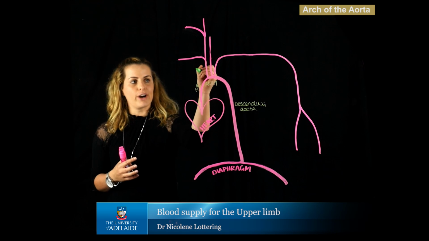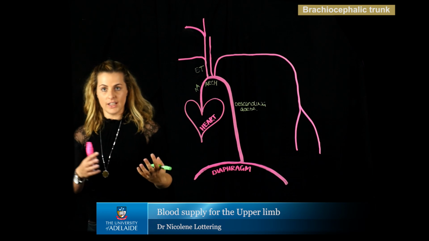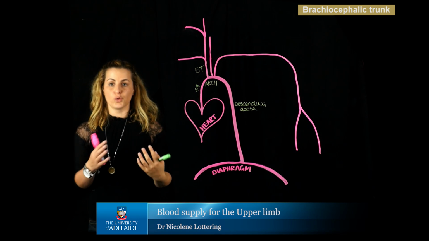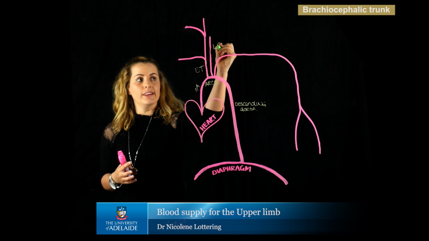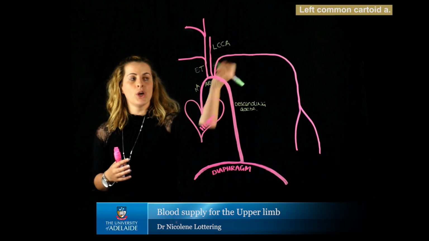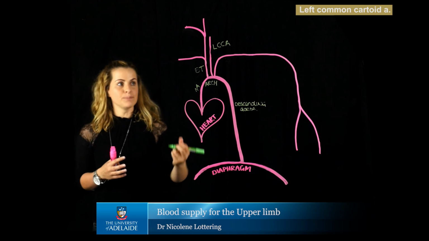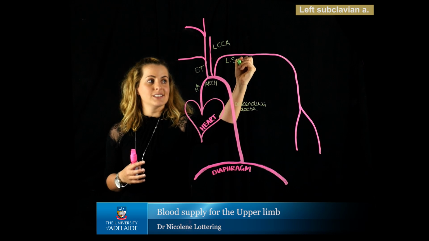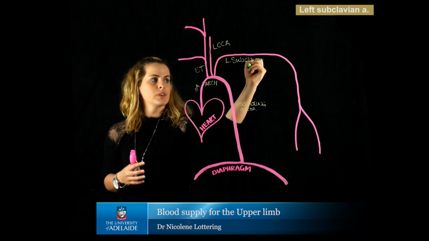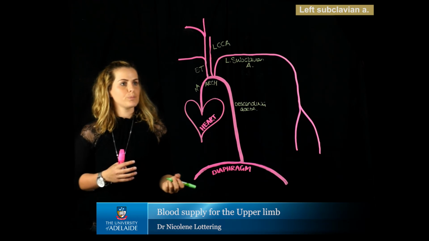From right, we have the brachiocephalic trunk. The brachiocephalic trunk is going to supply blood to the right part of the upper limb. In the middle, we have the left common carotid artery, which is going to go up to supply the left part of the neck and the head. And then our third collateral branch is going to be the left subclavian artery. And this is going to supply the left arm and left forearm.